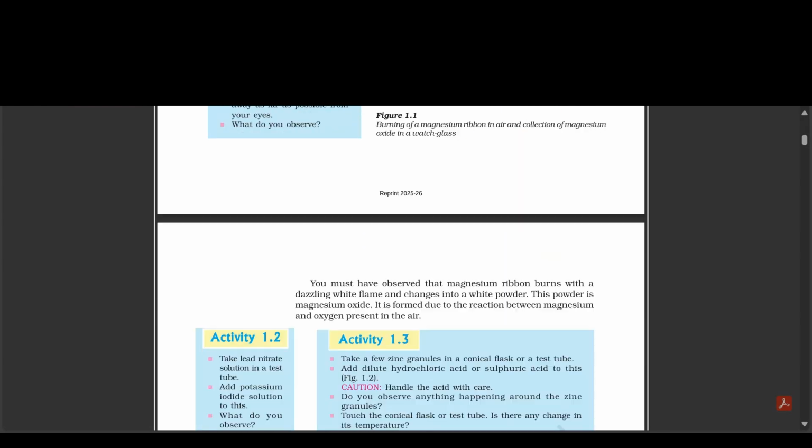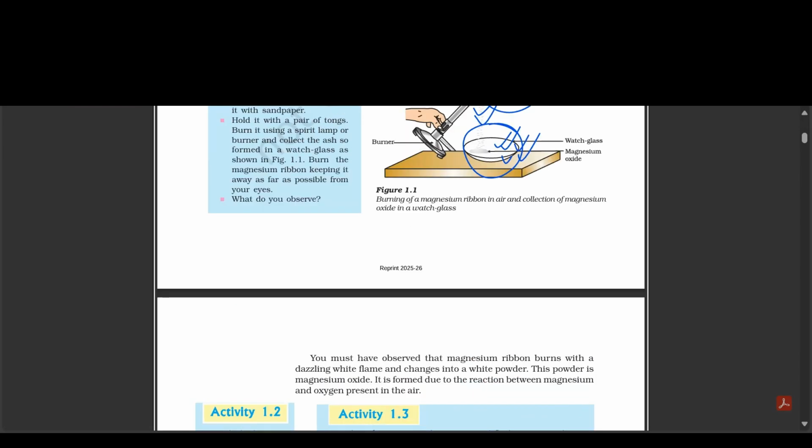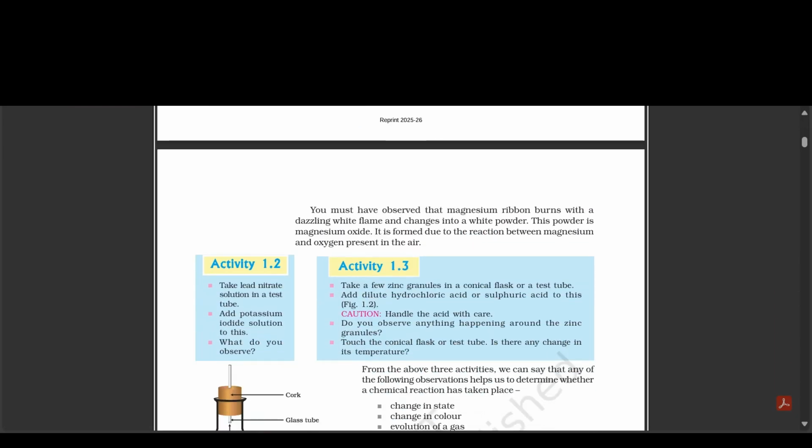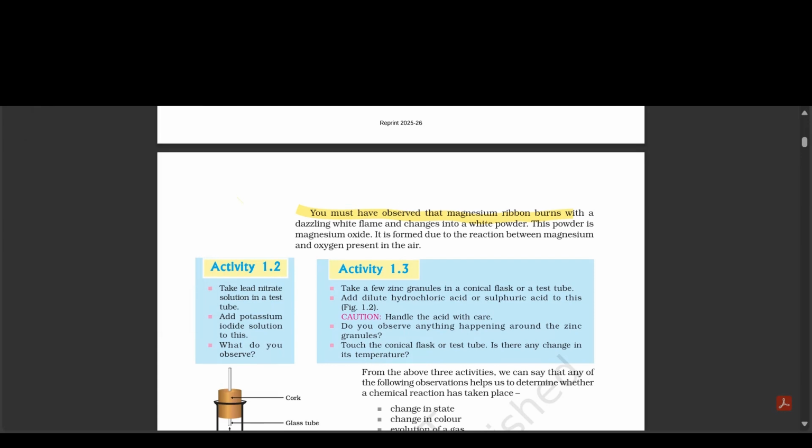So now, the next question they ask is, what do you observe? Magnesium ribbon burns with a dazzling white flame. Yeah, right. The words dazzling white flame are very important, and it changes into white powder. The formula for white powder is magnesium oxide. Very, very important, right? It's already written here, and I told you before that. And the reaction is a chemical reaction because you know that once a product is formed, it cannot be converted back into the original reactant, right? So this whole thing is important.